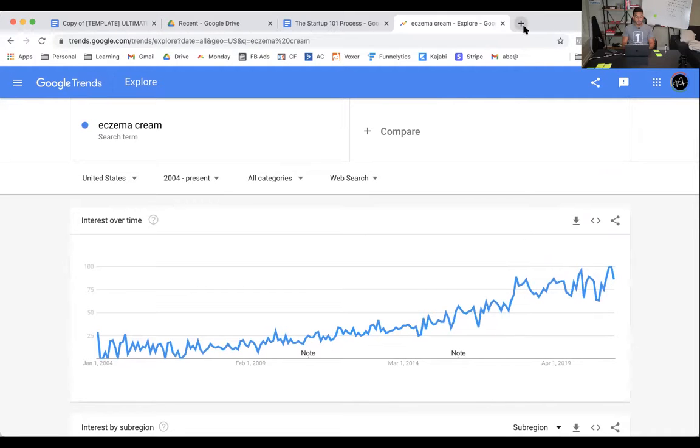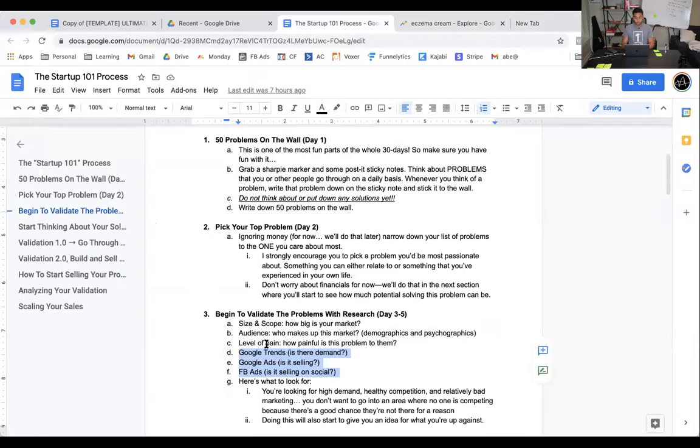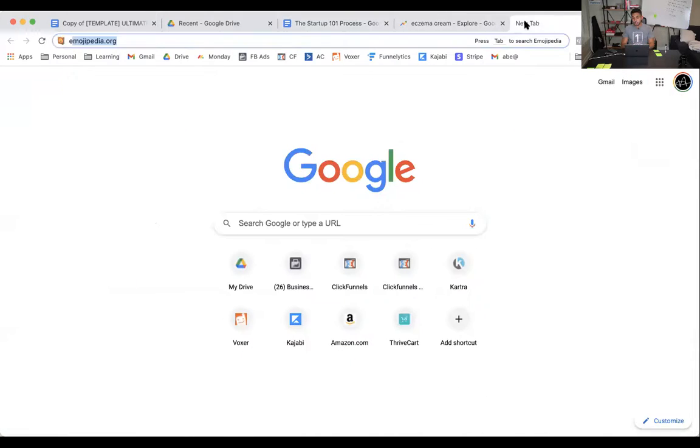So what's the next step? Number one, is there demand? Yes, there's demand. People are looking for this. Number two, is it selling? Okay, what I'm about to show you goes through advertising. Let me just do it and you will see why this is so important. Eczema, come on.